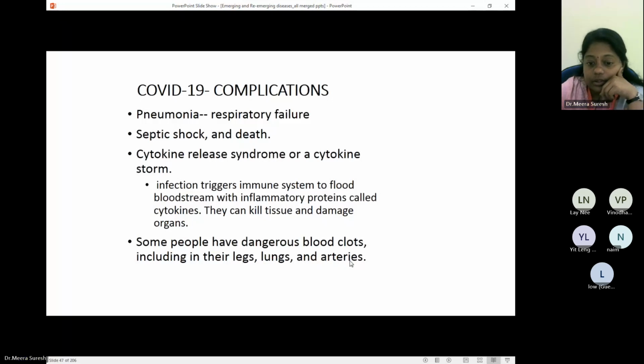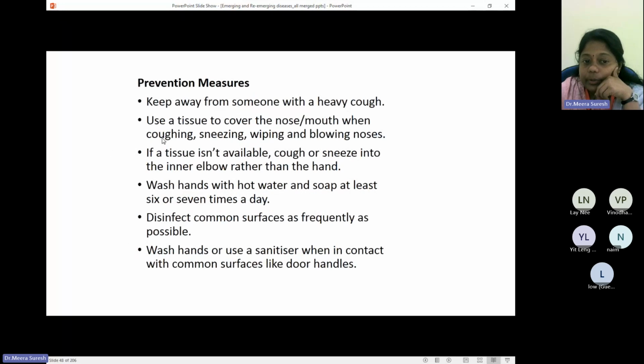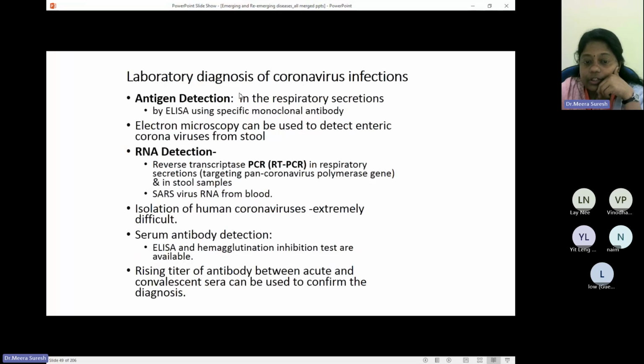This we have also heard about. And the prevention measures: using sanitizer, coughing or sneezing into the inner elbow, using a mask, and cleaning our hands, which we know very well.